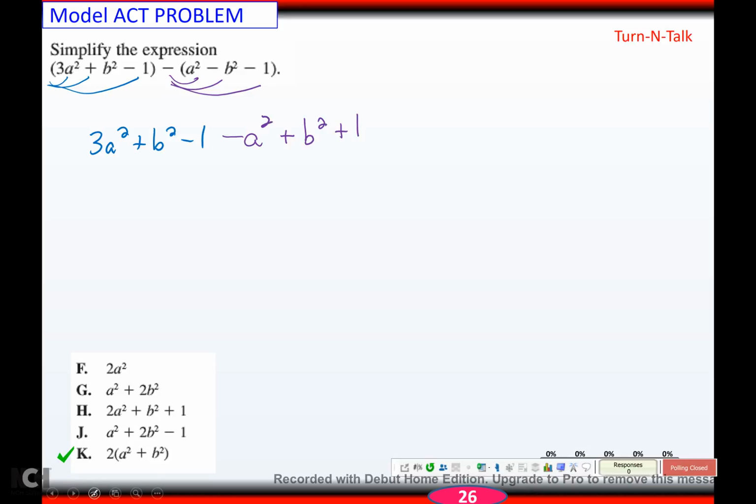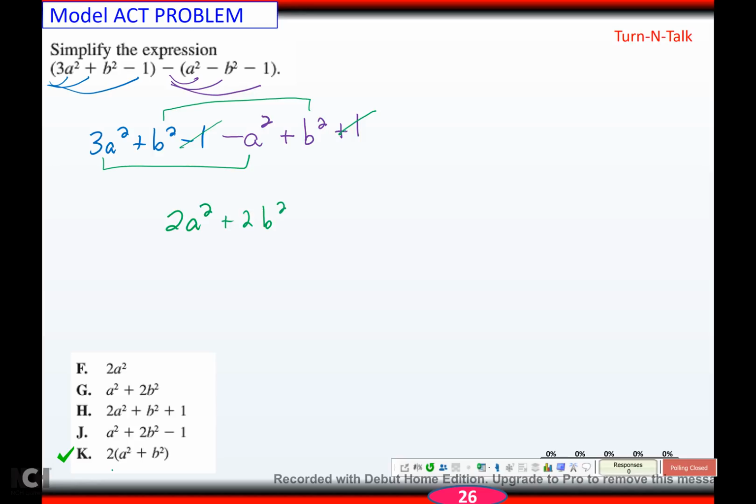So then I can combine like terms. I have 3a squared minus 1a squared gives me 2a squared. I have 1b squared plus 1b squared is 2b squared, and I have a negative 1 and a positive 1, which cancels each other out.